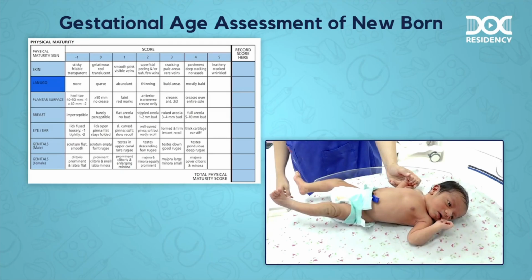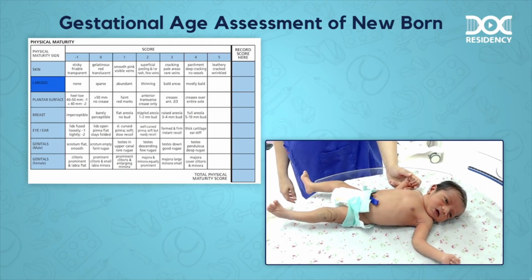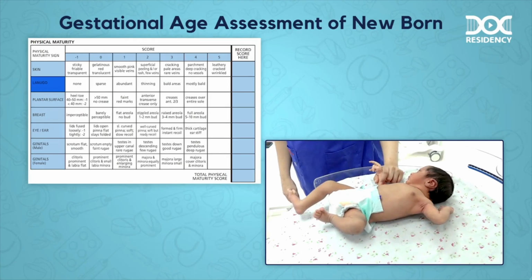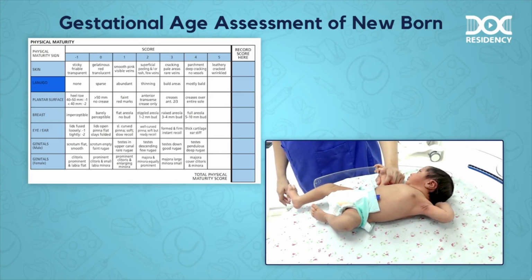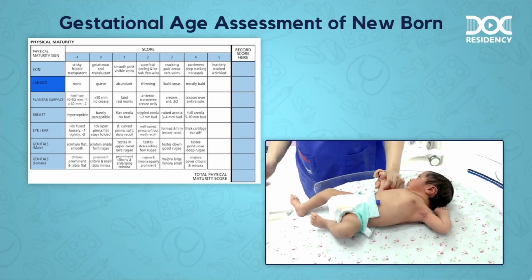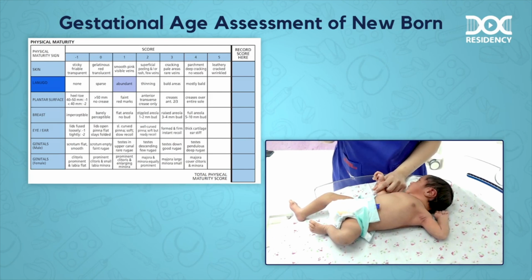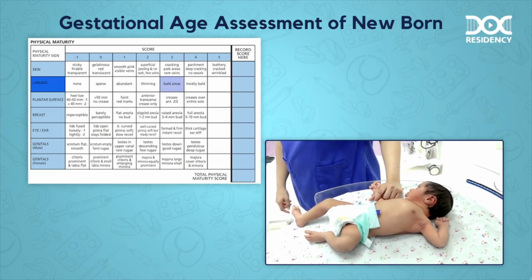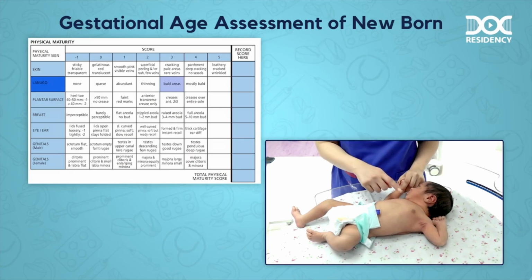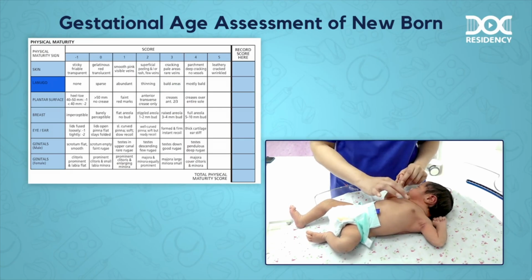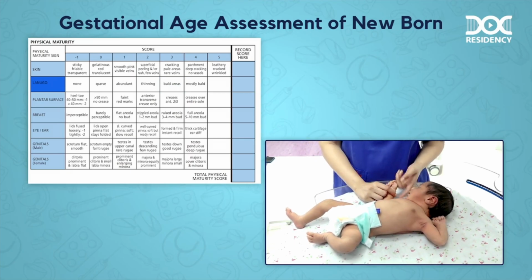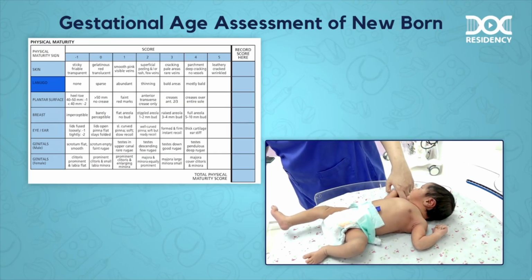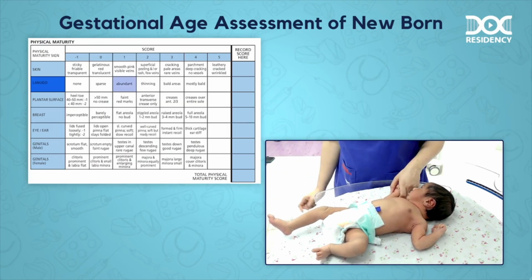And based on lanugo hair, maturity is rated as -1 to 4, based on no lanugo hair being seen in preterm babies. As the baby becomes more and more mature, we see more and more abundant lanugo hair. And eventually, when the baby is full term, we may start seeing bald areas where there may be absent lanugo hair. This baby has good abundant lanugo hair that is present over the shoulder blades as well as over the chest. Hence, this baby will get a score of 1 for lanugo hair.